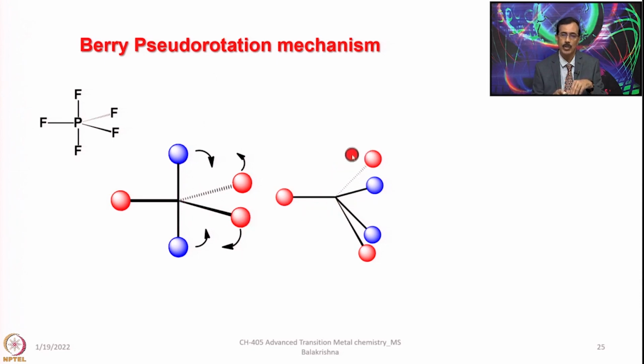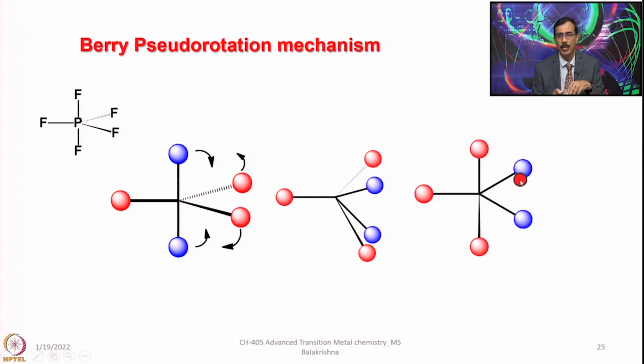So, we have a situation where it looks like a square pyramidal geometry. You can see these 4 are almost in the plane and this is in the axial position, and then once the switching is completed, the equatorial ones have come to the axial position and those who were in the axial position have come to the equatorial position. I have a very nice model to explain this, probably in my next lecture I can show you the model. It is very easy to understand.